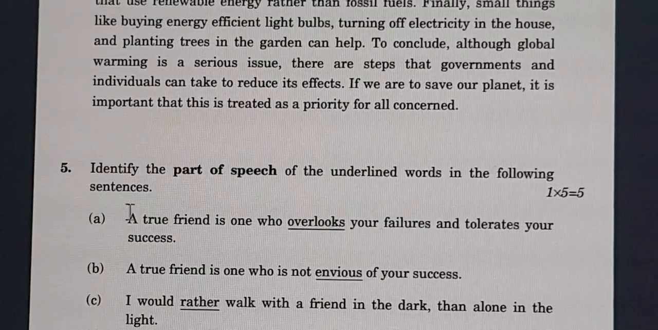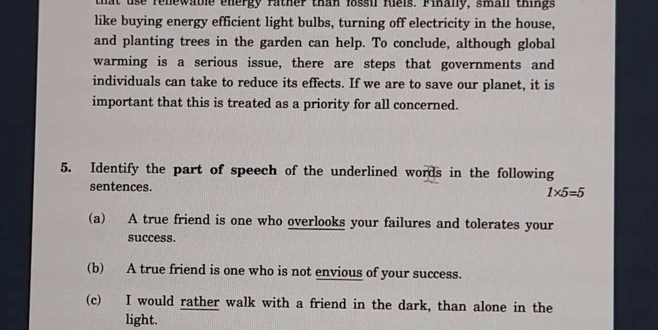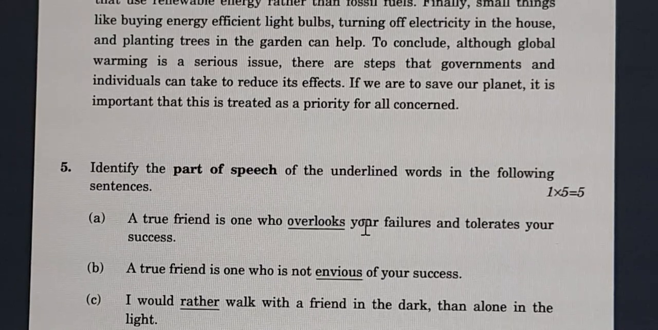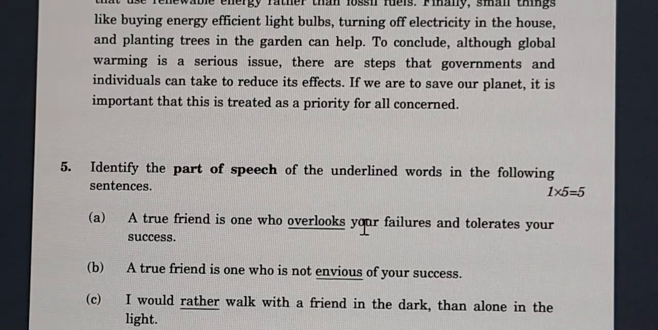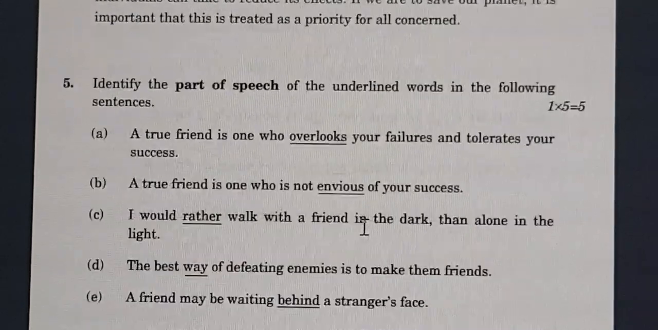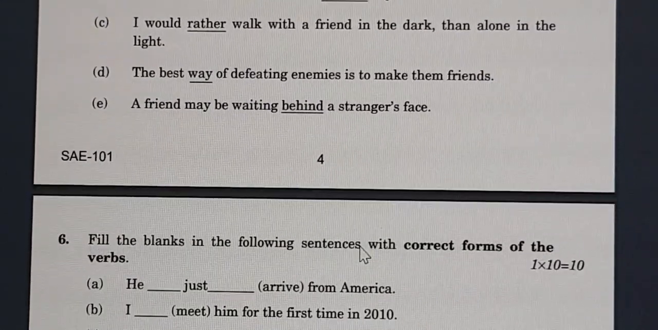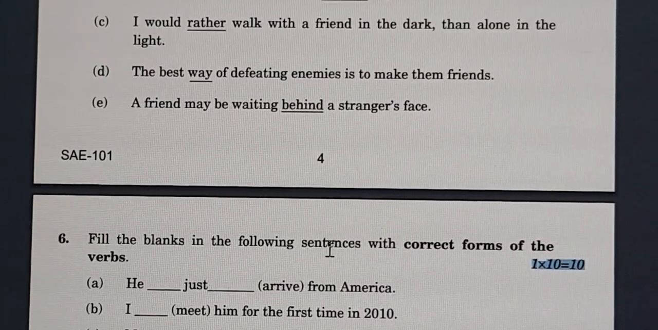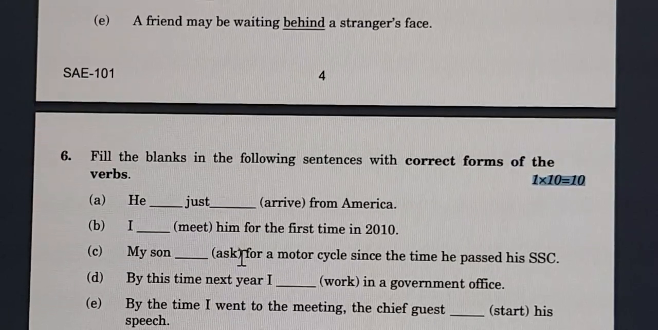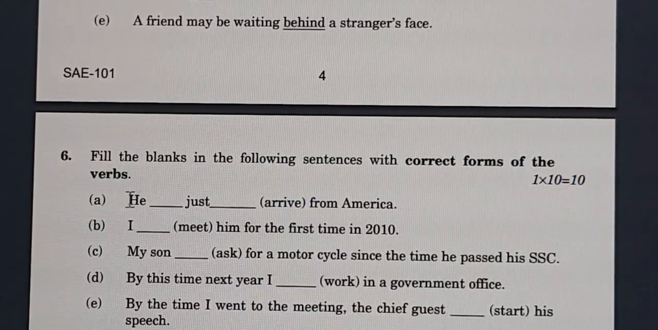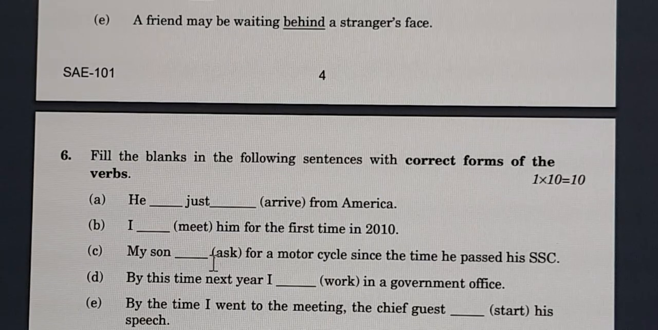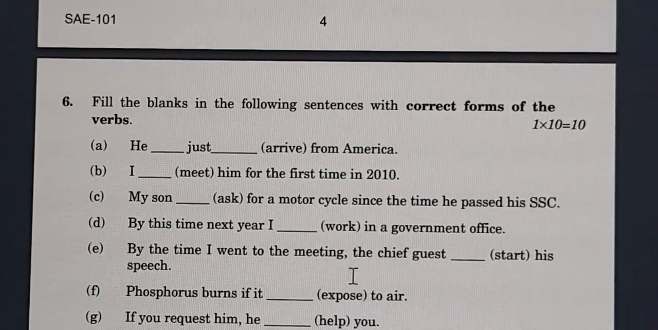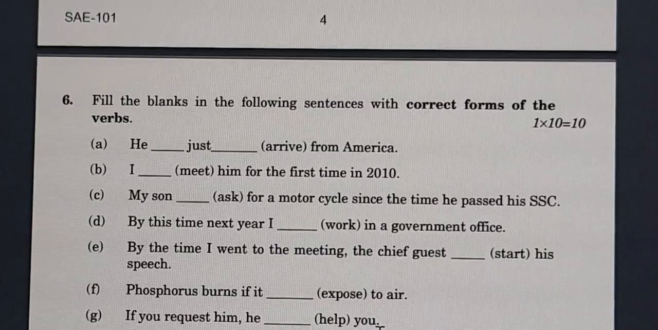Fifth question is identify the part of speech of the underlined words in the following. So 5 questions will be given and in each sentence there is an underlined word if you observe. So you need to decide and answer which part of speech that word belongs to. Now move to the sixth question. It carries 10 points and is about filling the blanks in the following sentences with correct forms of the verb. See, already a hint verb is given. You need to fill it with the correct words. So here also 10 questions will be asked and each carries 1 mark.